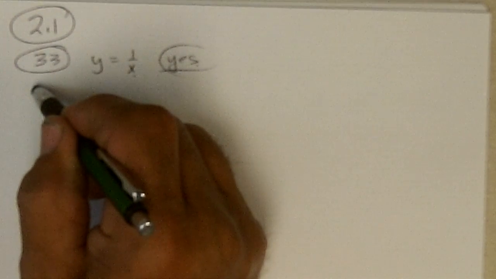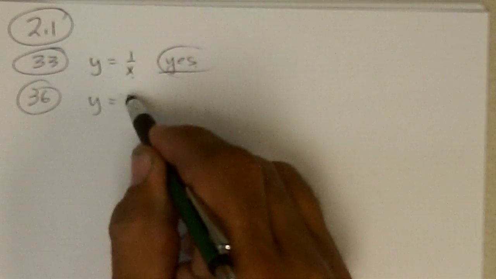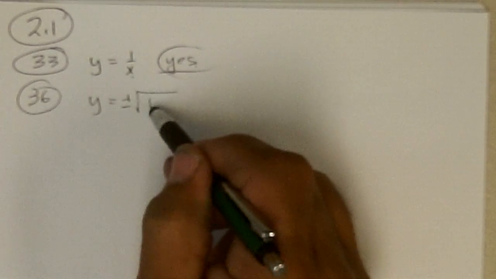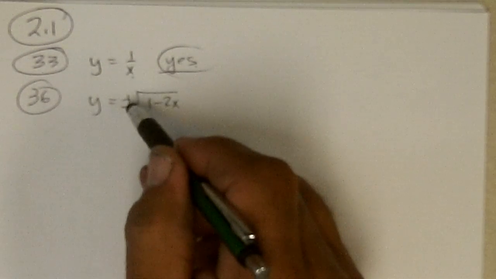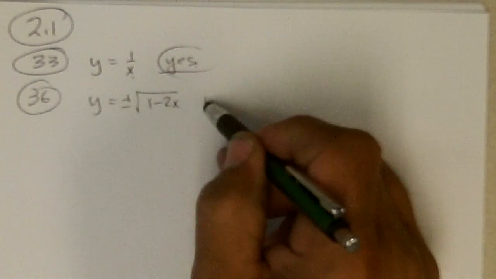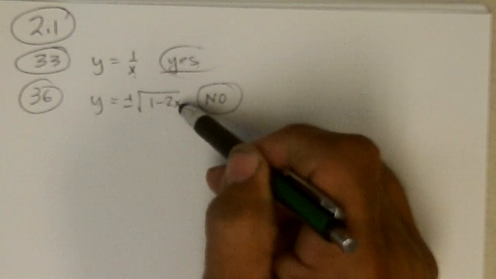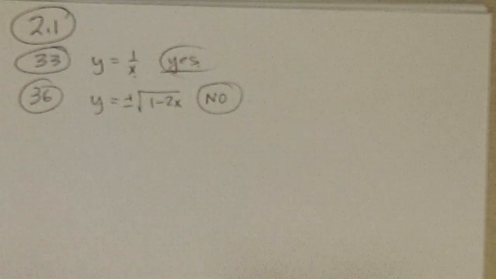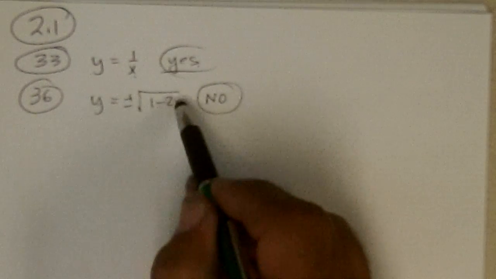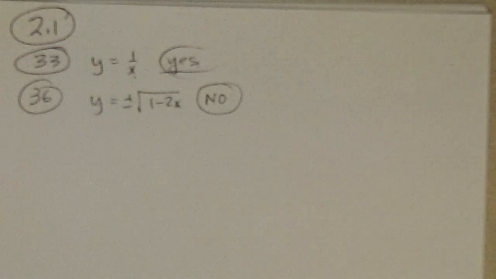36. We have y equals plus or minus the square root of 1 minus 2x. I don't even have to do any more. Plus or minus is saying there's 2 y's for every x. So no, this is not a function. We're going to get 2 outcomes from one input. There are some x's you can't input, but if I can put it in and get the square root, I'm going to get plus or minus 2 answers. Not legal for a function.